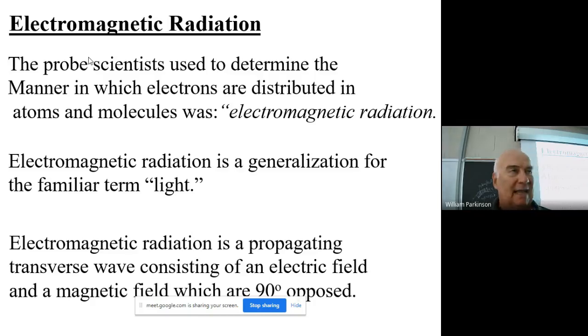Meaning it has an electric piece to it and a magnetic piece to it. So all light has an electric part and a magnetic part. Now, maybe you talked about electricity a little last semester. Maybe you talked about magnets a little bit last semester, but I certainly don't expect us to have some great understanding of what they are.